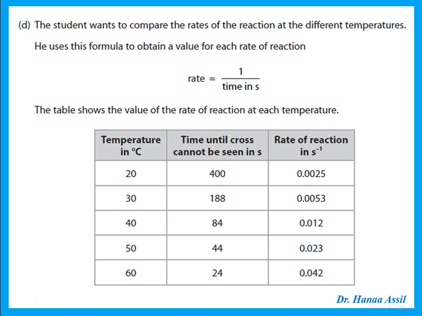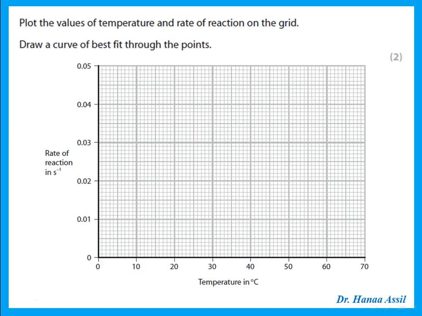The student wants to compare the rates of reaction at different temperatures. He uses this formula to obtain a value for each rate. Remember that he was measuring time, but if we want to calculate rates, he's telling me that he will calculate rate by using this equation. Rate is 1 over time. I want you to notice that if the time is big, then the rate is small. If the time is small, then the rate is faster. Okay, so faster reactions will take less time.